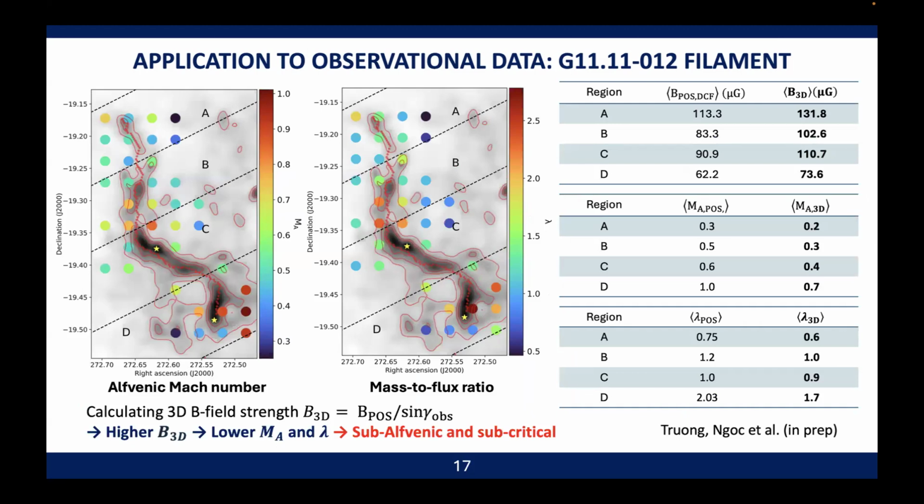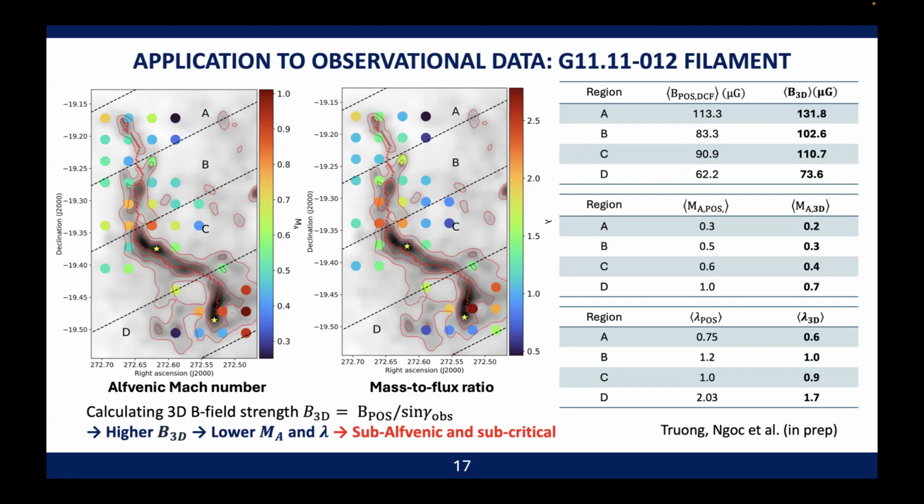If we have the information about the inclination angle of the magnetic field, we can use that to calculate the 3D magnetic field strength. Here I'm using the 2D magnetic field strength that we can calculate from the DCF method, and then we divide it by the sine of the inclination angle that we found earlier, so we get the 3D magnetic field strength. You can see that compared to the 2D value, the 3D magnetic field strength is higher.